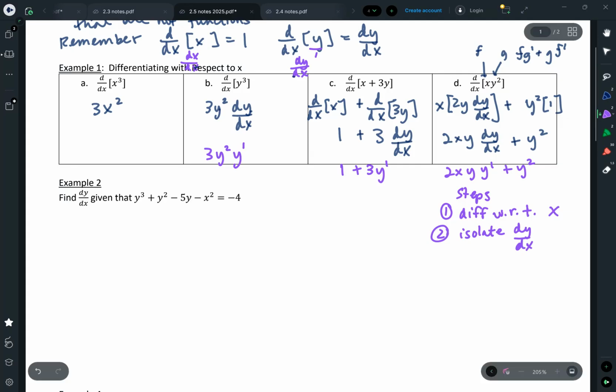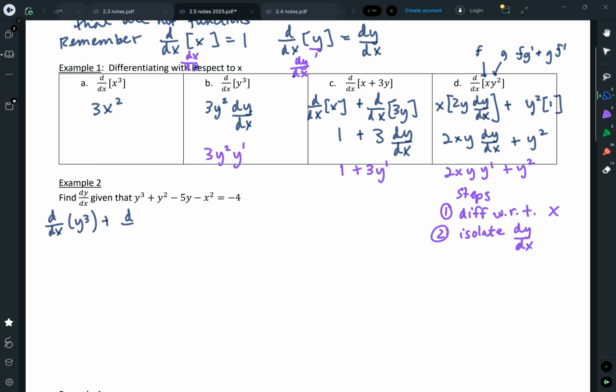So first I'm going to go through and take my derivative of each part. And you could write d dx of y cubed plus d dx of y squared minus d dx of 5y minus d dx of x squared equals d dx of negative 4. You do not have to do this step. So first I could say, I'm going to take the derivative of everything. I'm doing it on both sides of the equation.